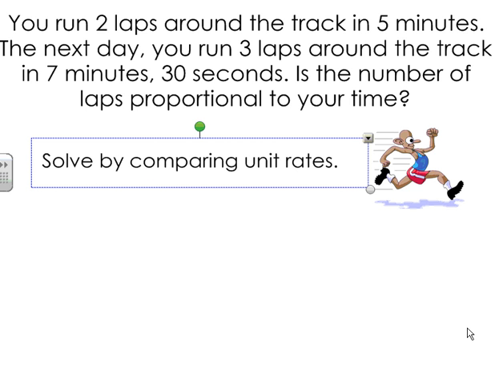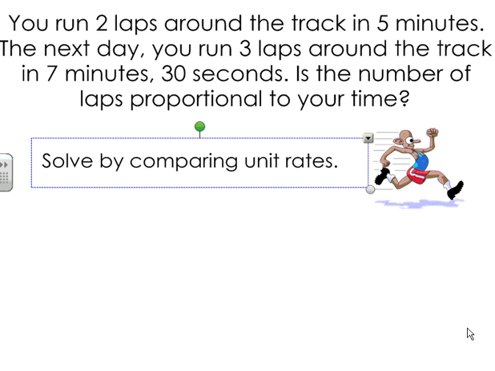All right, now we're going to look at a word problem. It says you can run 2 laps around the track in 5 minutes, and then the next day you run 3 laps around the track in 7 minutes and 30 seconds, or 7.5 minutes. Is the number of laps proportional to your time?